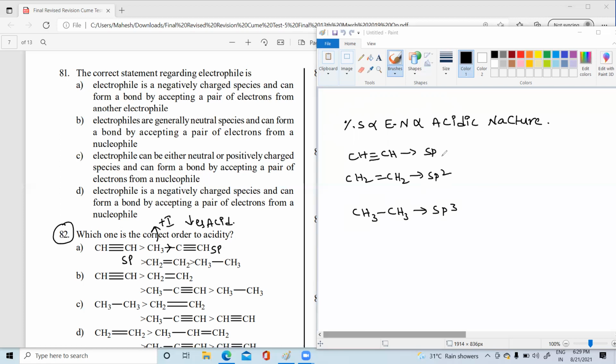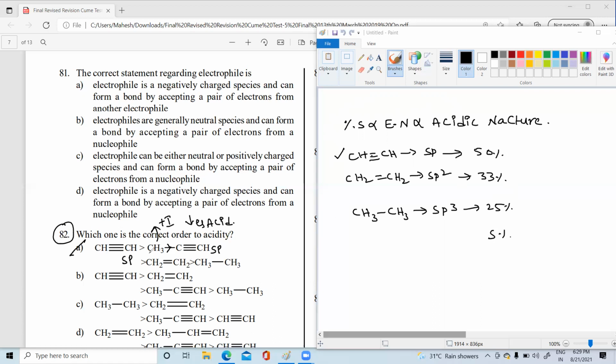Ethyne is sp hybridized. As we know very well, it has 50% s character, here 33%, and here 25% s orbital character. So which case is more electronegative? This case is more electronegative. So option A is the correct one, students.